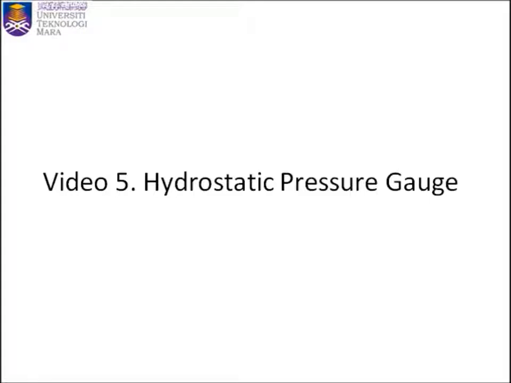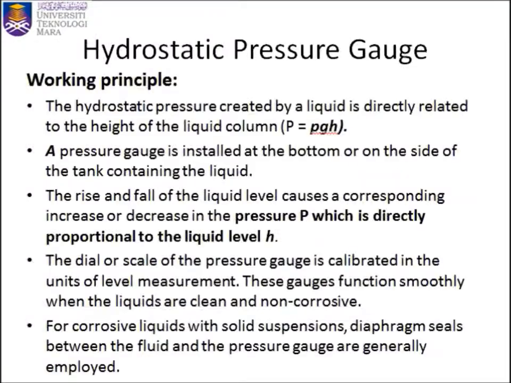Next video is about the hydrostatic pressure gauge. The hydrostatic pressure gauge is used to measure high pressure. So let's go together through the working principle. The hydrostatic pressure created by a liquid is directly related to the height of the liquid column. So you know, pressure equals rho g h.